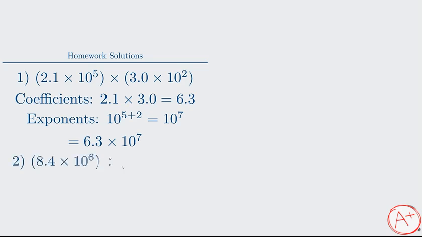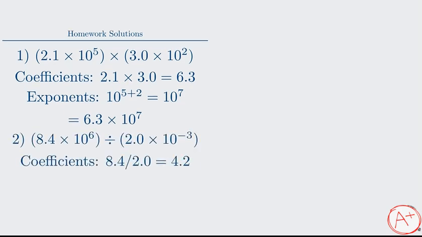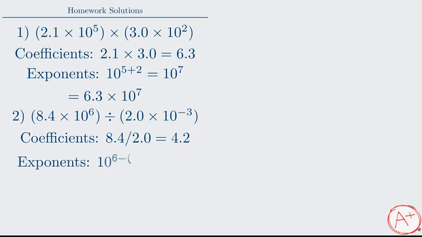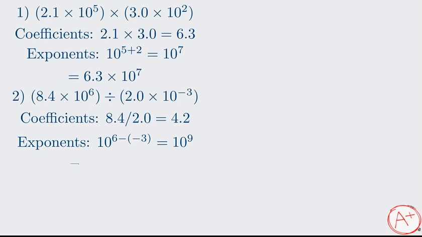For the medium question, divide the coefficients. 8.4 divided by 2 is 4.2. Subtract the exponents. 6 minus negative 3 is 9. The result is 4.2 times 10 to the power of 9. Remember, subtracting a negative increases the value.